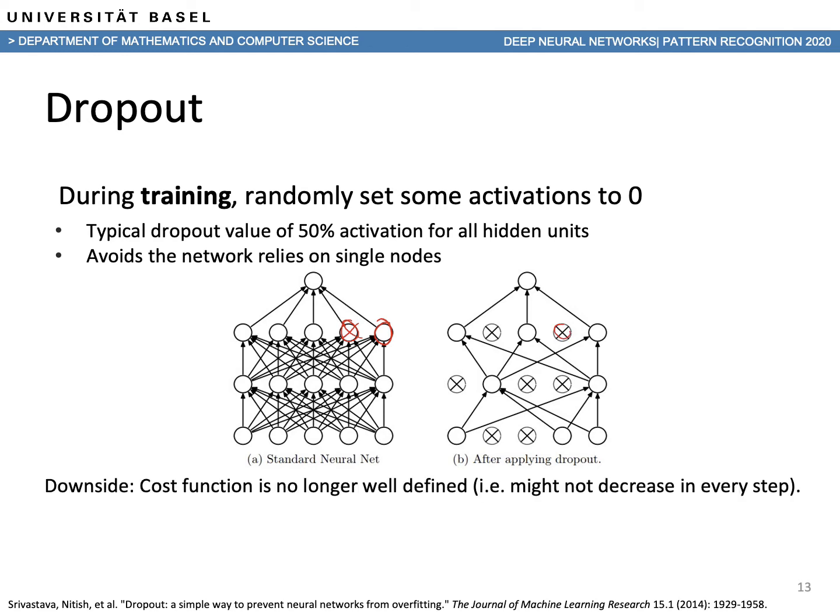The downside of this is, though, that the cost function is no longer well defined, so it might not decrease in every step. But if you use batch training, this is anyway the case, that we're not computing the gradient over our whole data set, but only a small batch. So in that case, in fact, we might end up in the same scenario that it might increase slightly.